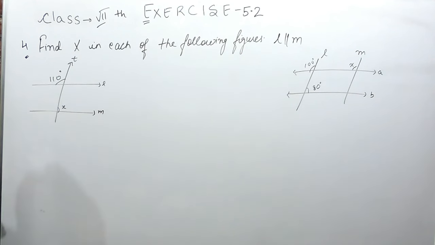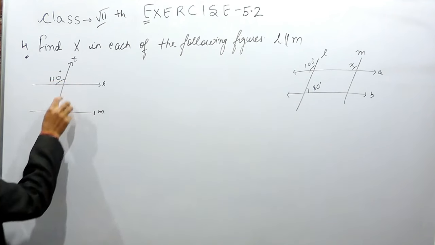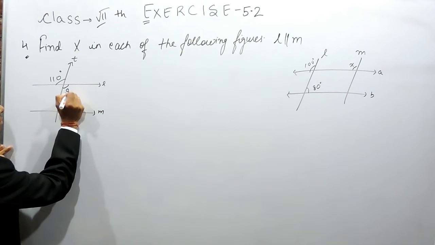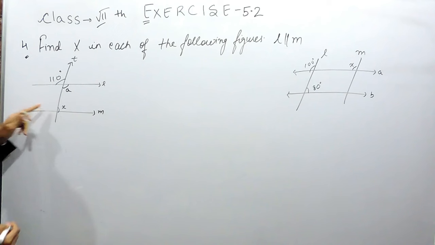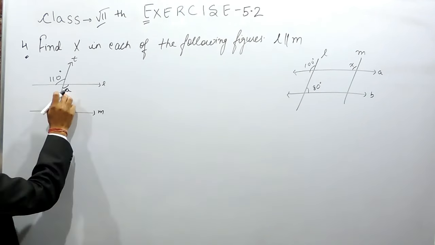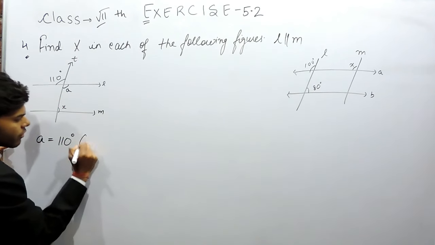So in this first part what we can do is we can let any angle to be A. We assume that angle because there is no direct relation between 110 degrees and x. So supposingly this is A. You can suppose this angle to be A also by firstly supposing this angle to be A. So A is equals to 110 degrees, vertically opposite.